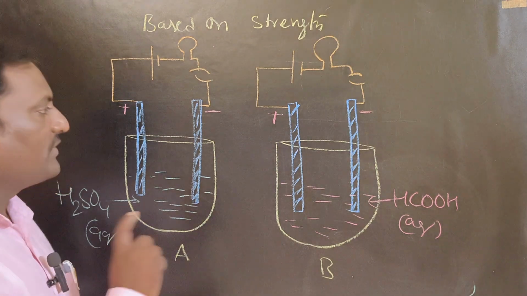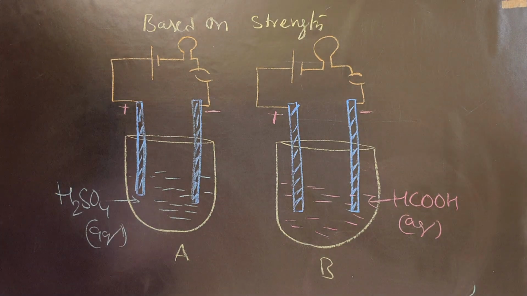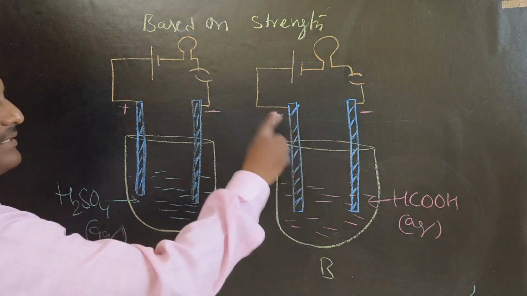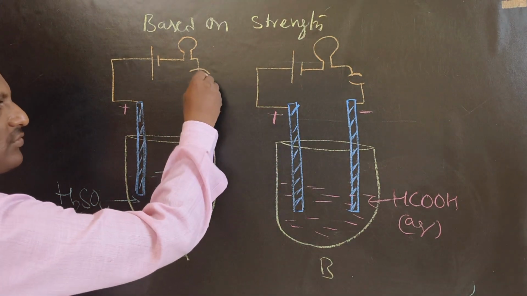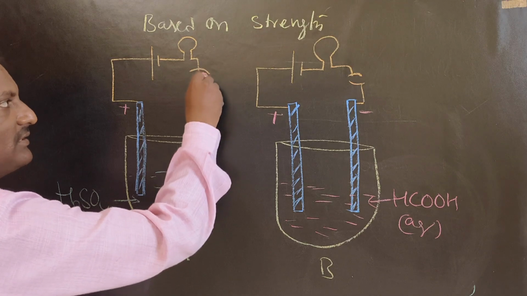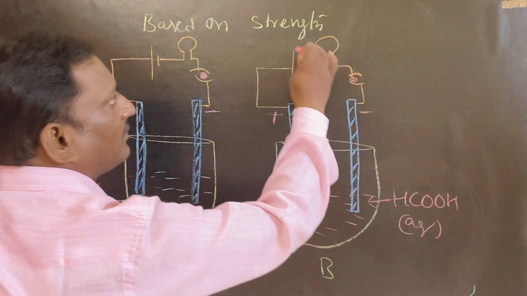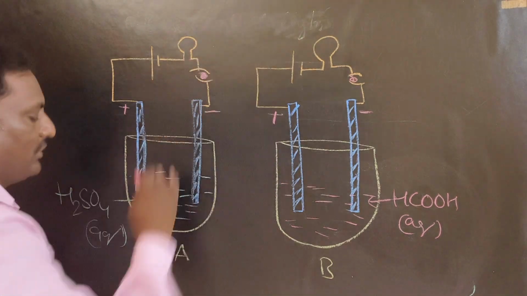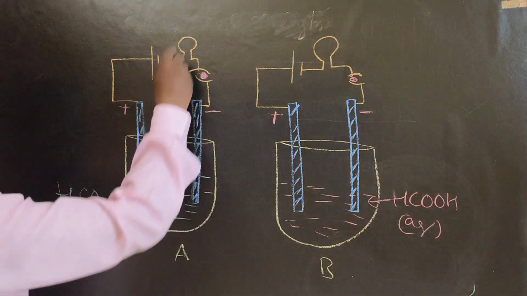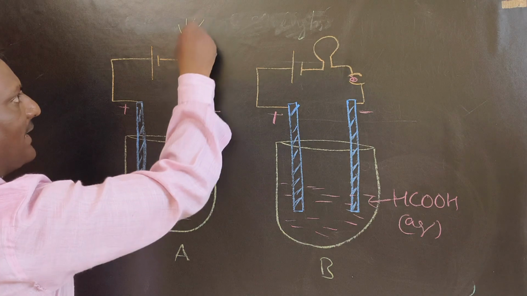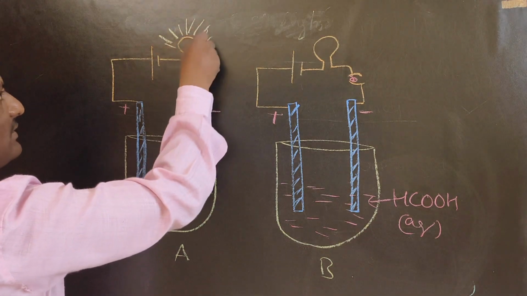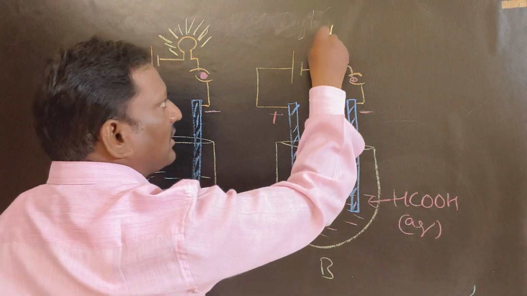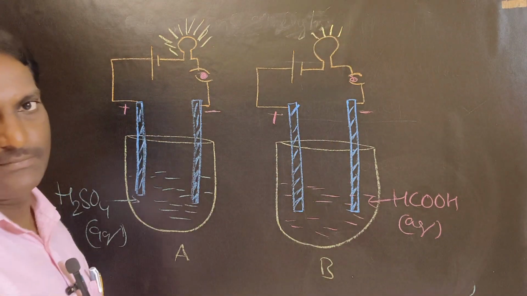Now, switch on the circuit. It is an open circuit. Let us close the circuit and switch it on. If you switch on the circuit, you must have seen that the bulb starts glowing brightly in case of beaker A. In case of beaker B, you must have seen that the bulb glows dimly.